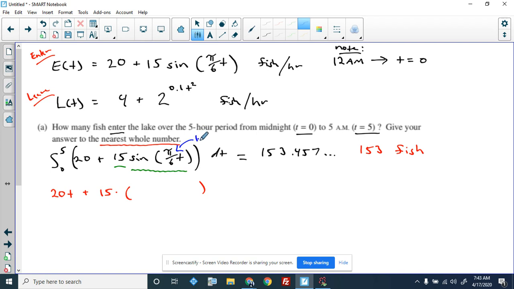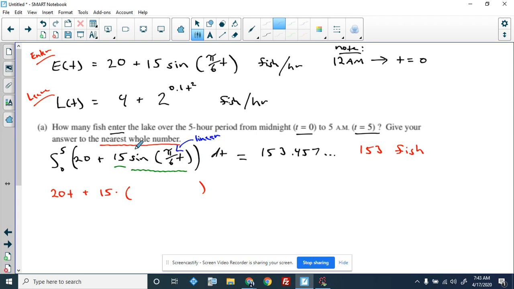So when your innermost function is linear, then you can do the u substitution, which is kind of like the reverse chain rule. All right. Now, it's not really a reverse chain rule because that doesn't exist, but we call it the reverse chain rule because it's kind of like it, but it's not a rule because it's only true when u is linear.